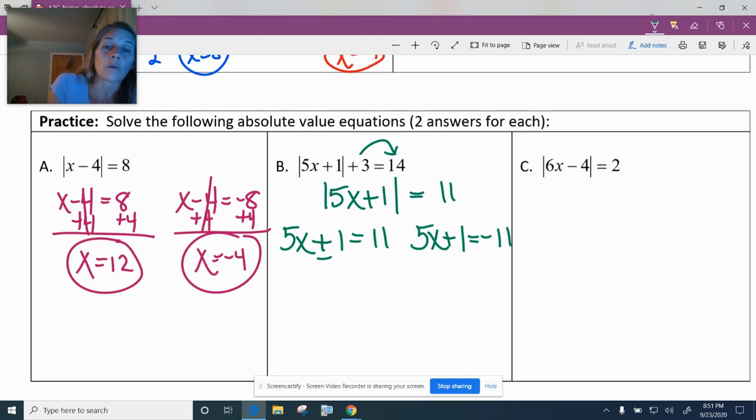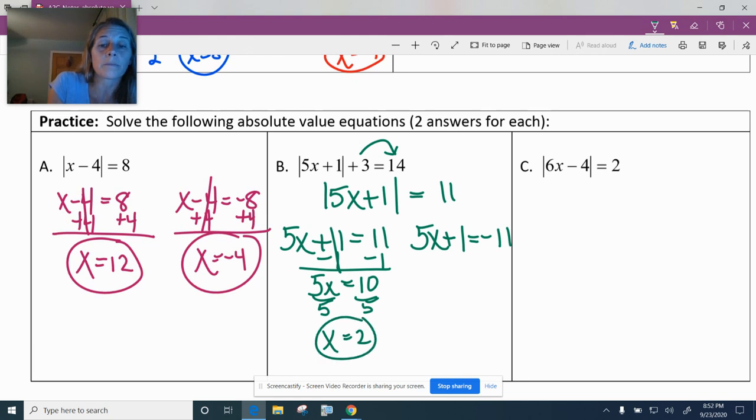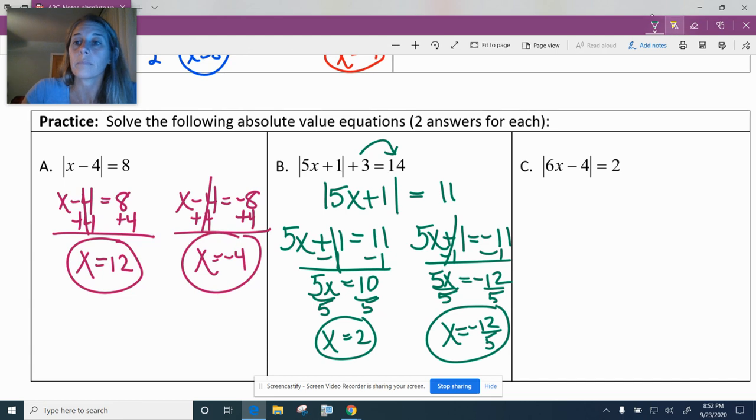Now we go ahead and solve the equations. So 5x equals 10, divide by 5, x equals 2. The other option, subtract 1, 5x equals negative 12, divide by 5, and x equals negative 12 over 5.